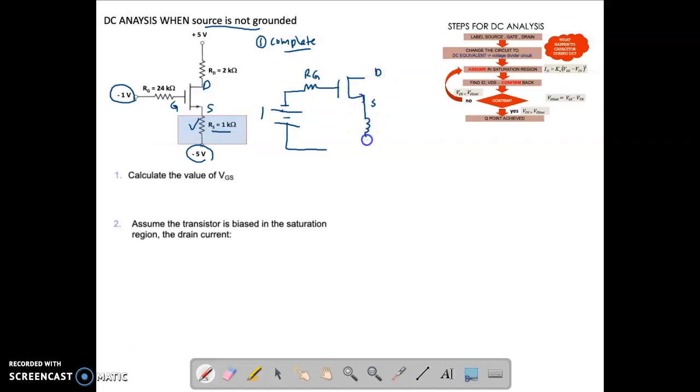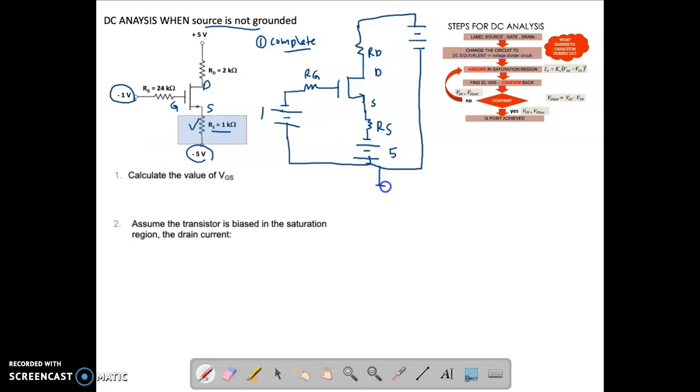Your source is connected to your sorry, this is not okay. So your source is connected to your RS and you have another power supply here, so it becomes minus, plus, minus, plus, and then you connect it to the common ground. So here you're going to write 5 because you already wrote minus here, right? So you go to the drain and then you have your RD and you have another supply connected to plus, minus, plus, minus, and then this will be connected to common ground.